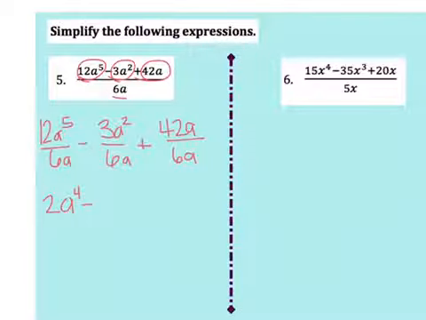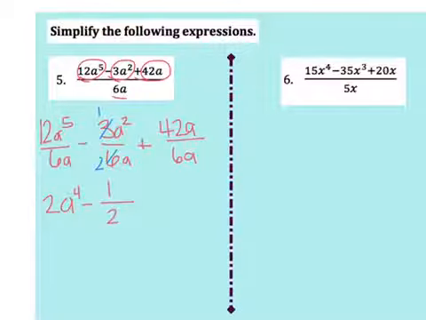So I'm going to ask myself, what goes into 3 and 6 that I can take out of both? Well, 3 can be divided by 3, which will make that a 1, and 6 can be divided by 3, which is going to make that a 2. So I'm actually going to end up with 1 on top and 2 on the bottom.